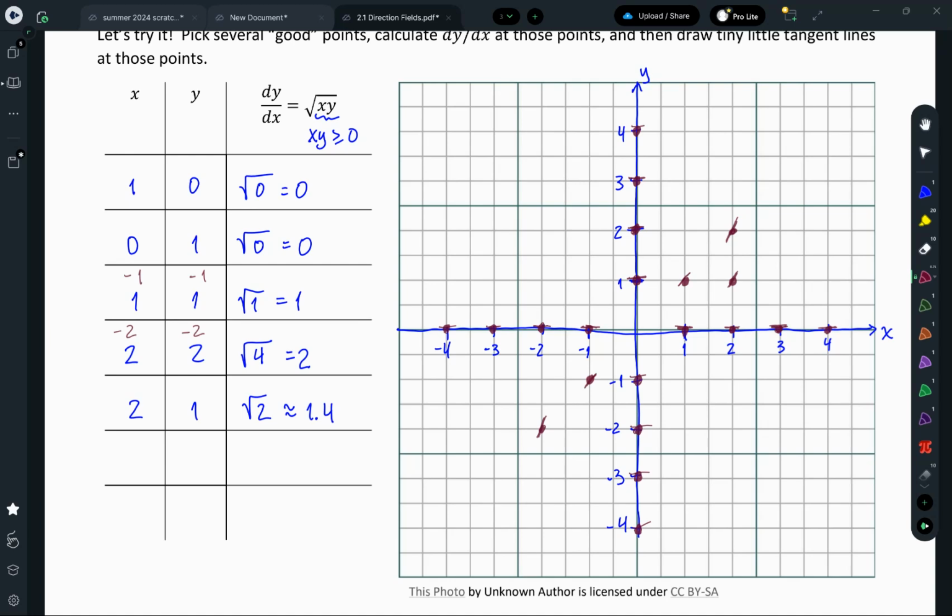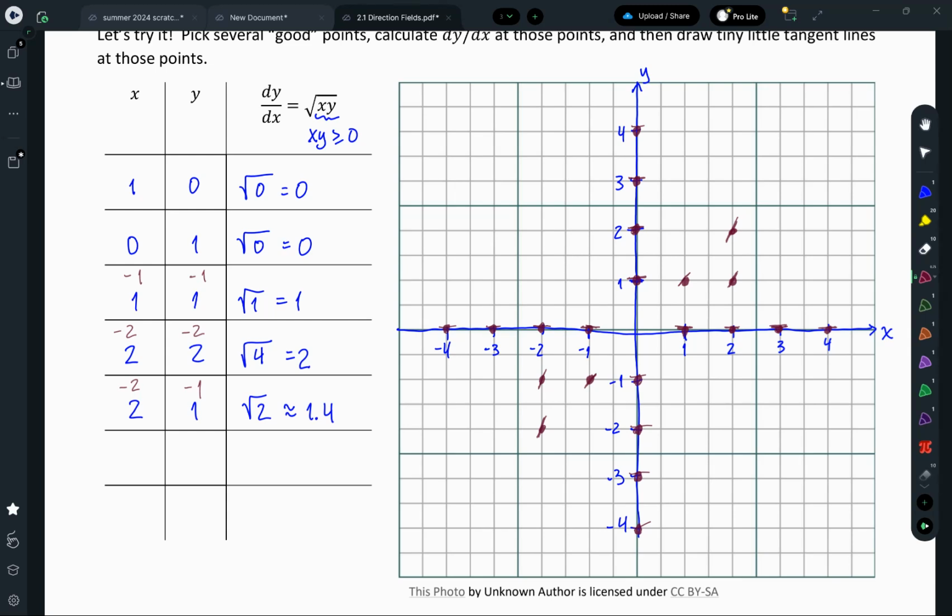A similar thing will happen if we were to look at negative 2 with negative 1. We would also get the square root of 2, which is about 1.4. So I'll go and I'll put that point in there. It will be more steep than the slope of 1, but less steep than the slope of 2. It's, again, really hard for me to draw that. Hopefully you get the point there, though.